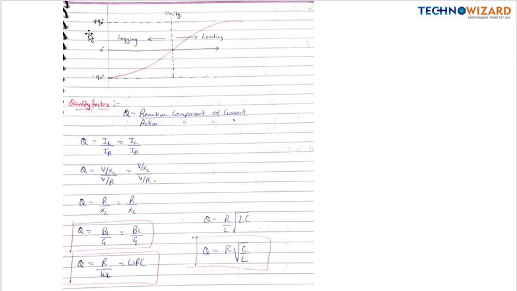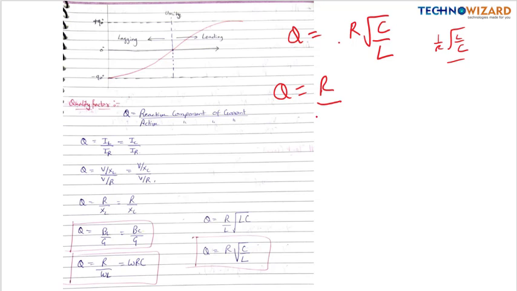Okay. Here, what will be the formula for quality factor in the case of parallel resonance? Here, this will be R root C by L, but in the series resonance case, that was equal to 1 upon R root L by C. Okay, and here the quality factor is equal to R upon omega L.